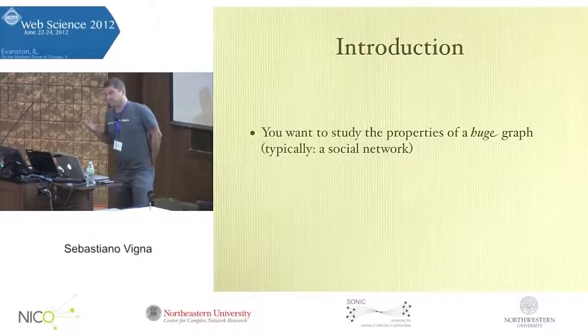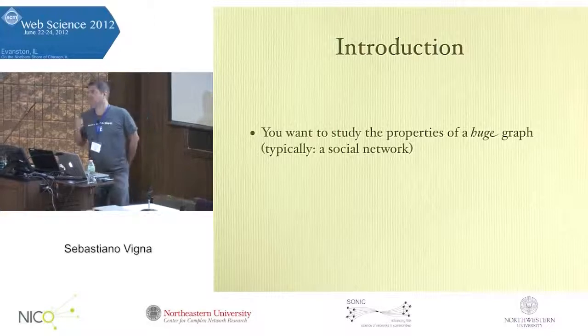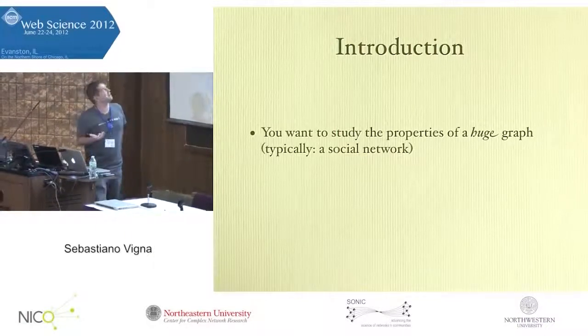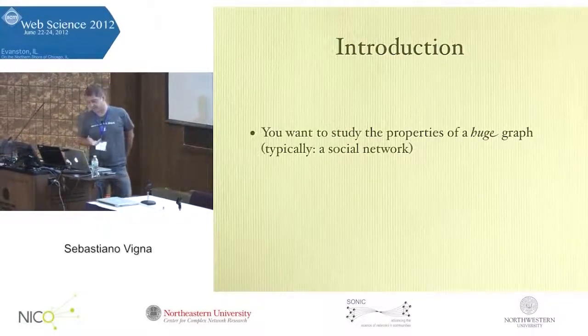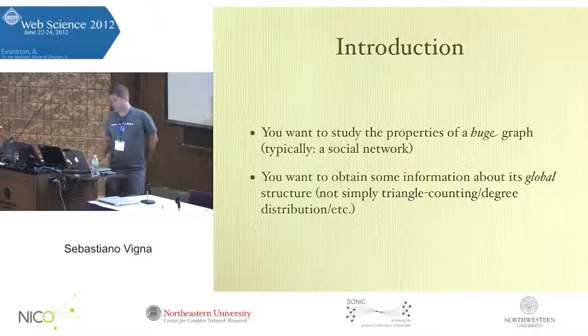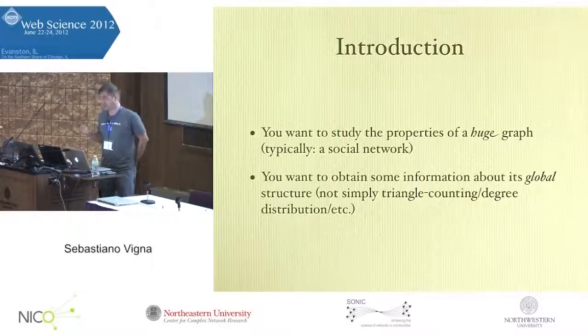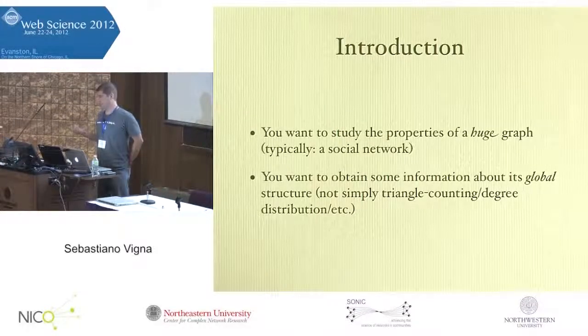So the general idea, the agenda we are pushing, is that when you want to study how a huge graph is made, like a large social network, you can do something local, like looking at the degree distribution, maybe clustering coefficient, triangle counting, that depends on the local structure of the network, like the neighborhood at distance 1.